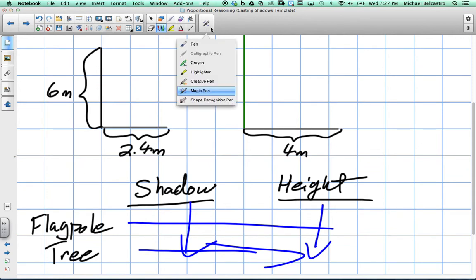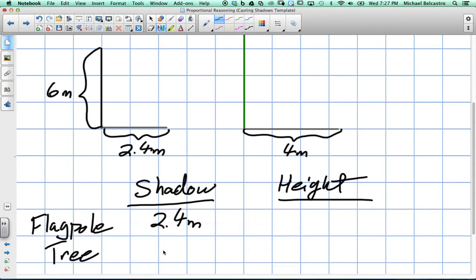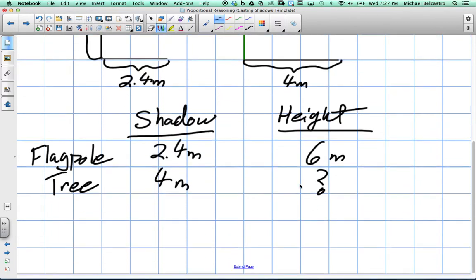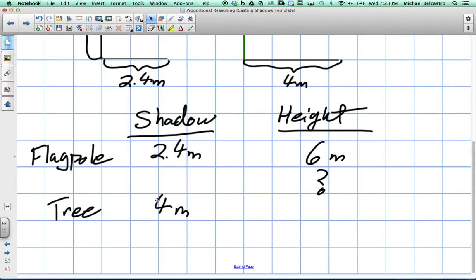So our flagpole's shadow was 2.4 meters in length, and the tree's shadow was 4 meters in length. The height of the flagpole was 6 meters, and the height of the tree is our unknown. So we have our unknown. Now we want to build a unit rate. So what I'm going to do here is pull this down, and move our tree and this down so we can build our unit rate in between.